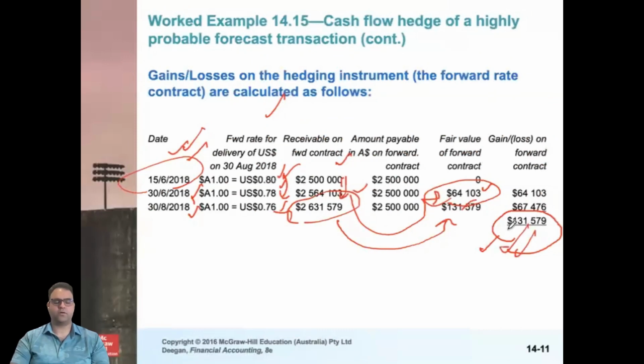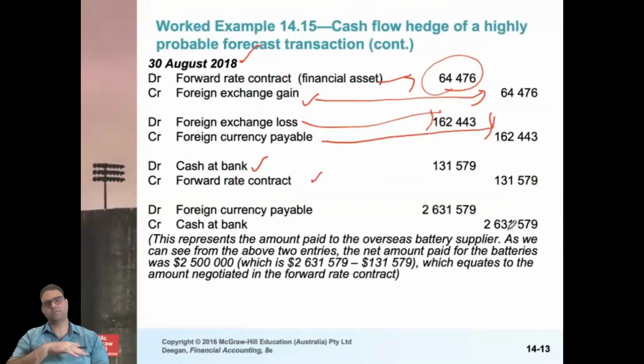131,579 will be on 30th August entry, which also includes the profit for the last year. So combined, you will get cash from the forward rate contract. In the end, you have to credit the bank account. Cash at bank will be credited with the amount we need to pay for the foreign currency payable.